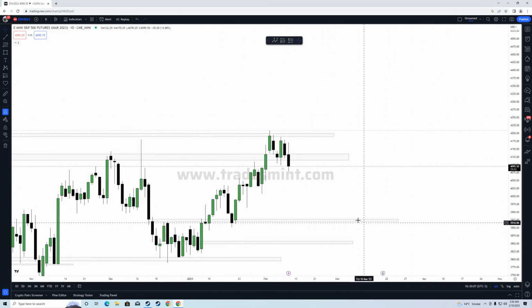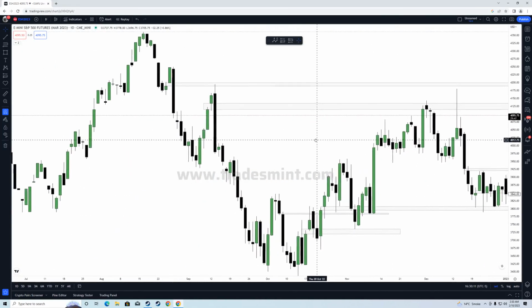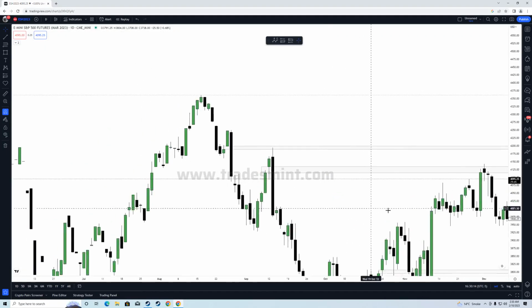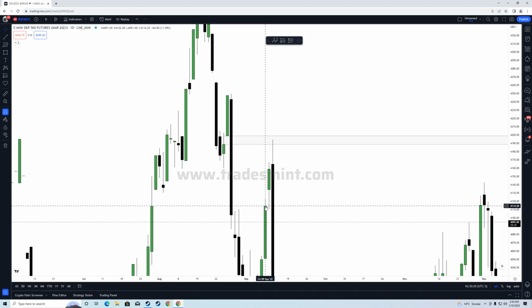Okay. So yeah, guys, I hope this video was clear, and I hope you guys know what a volume imbalance is. It looks something like this, where you have a close, and then the open is actually from here. You can see candle closed here, open is right here.